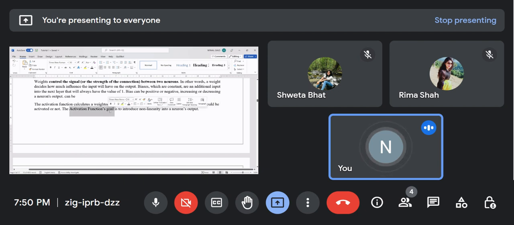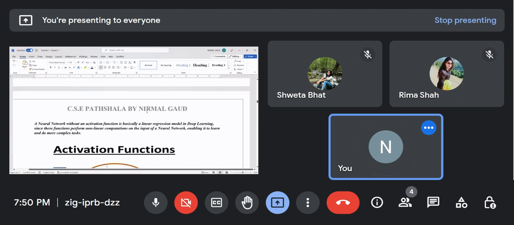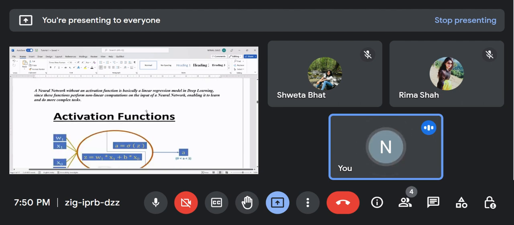Basically, activation functions are non-linear in nature. In this section we are going to check why an activation function is required, why there is a demand that we need to make our neurons active, and what function you need to select. So a neural network without any activation function is basically a linear regression model. That is straightforward linear regression.